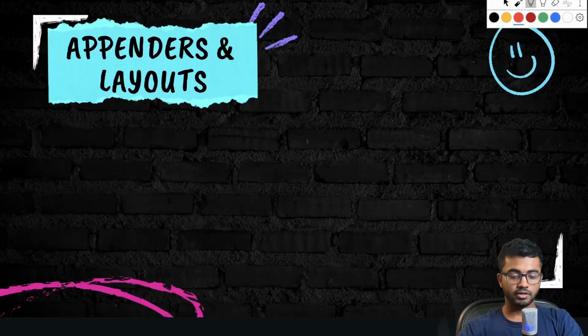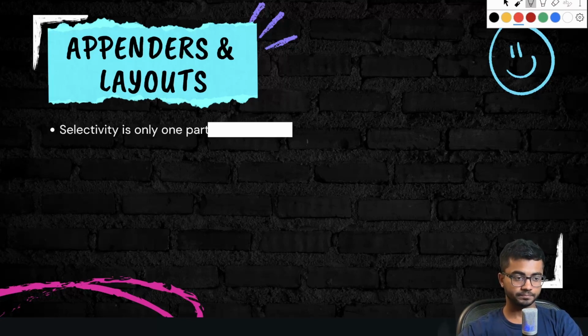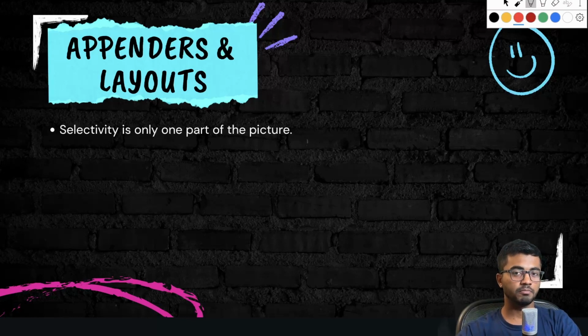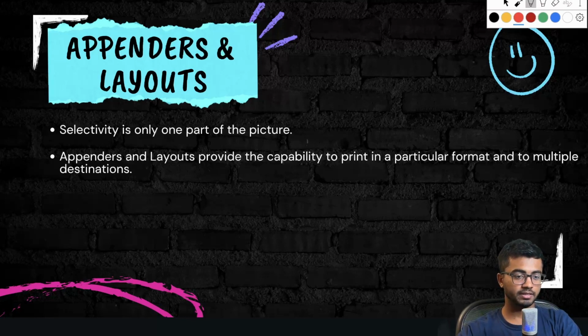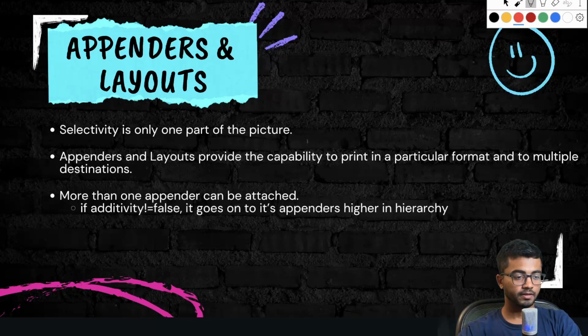Okay, so enough on the logging levels and whether it's enabled or not. We'll talk about appenders and layouts a little bit more. We talked about selectivity at runtime, and that is one part of the picture. The other, more important part is where the output goes and what the format of it is. For that, we have appenders and layouts. We can attach multiple appenders to a logger. That means whenever a logger is activated, it fans out the request to the multiple output locations or destinations that we have.